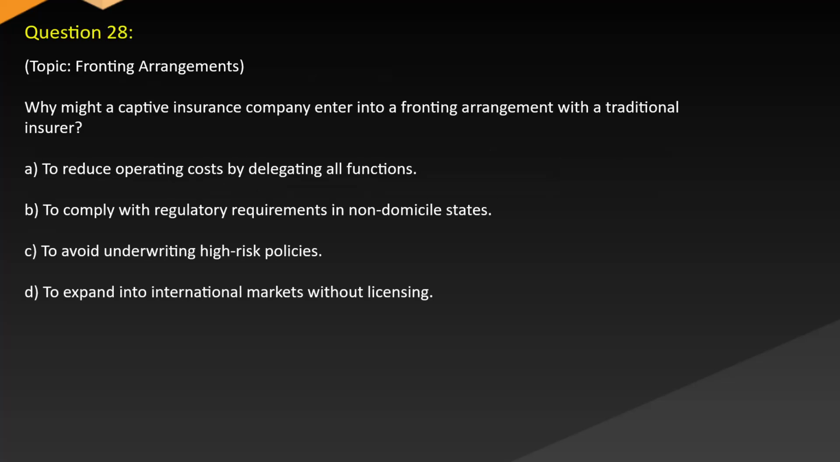Question 28, topic: fronting arrangements. Why might a captive insurance company enter into a fronting arrangement with a traditional insurer? A, to reduce operating costs by delegating all functions. B, to comply with regulatory requirements in non-domicile states. C, to avoid underwriting high-risk policies. D, to expand into international markets without licensing.